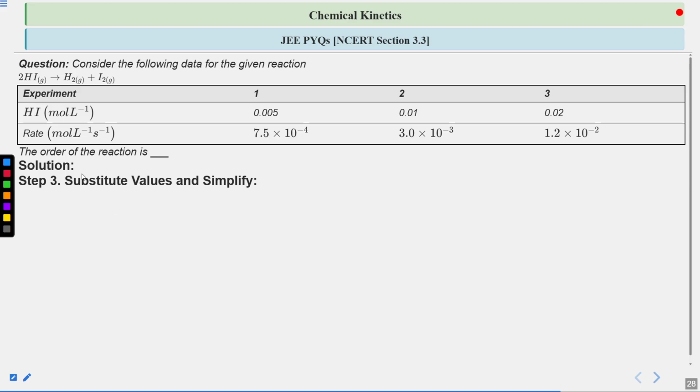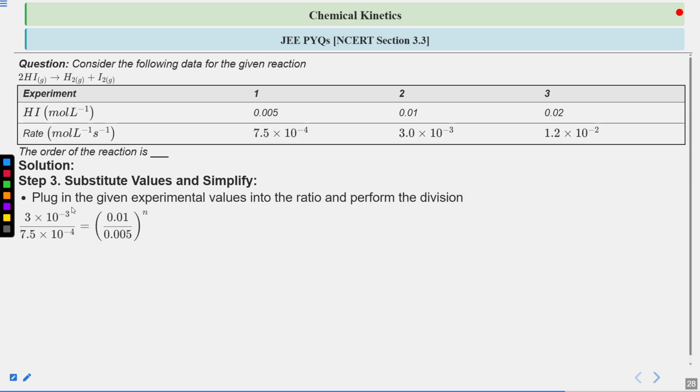Now we follow step 3, that is, substitute the values and simplify. We plug the given experimental values into the ratio and then divide. For the higher concentration 0.01, the rate is 3 times 10 to the power minus 3. For the lower concentration, the rate is 7.5 times 10 to the power minus 4. This equals 0.01, the higher concentration, divided by the lower concentration 0.005, to the power n. Now, k is already eliminated. n is the only variable that remains, from which you can identify the order.